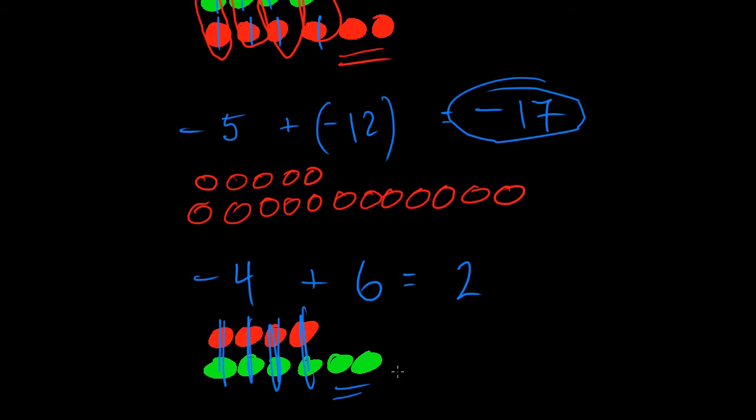So I've been using this strategy of counters to try and help you visualize what's happening when we're adding positives and negatives. Now I want you to try and take what we've learned from the canceling and apply it to try and form some rules about how we add when we have numbers that have the same sign.